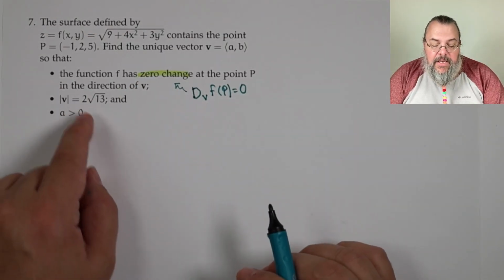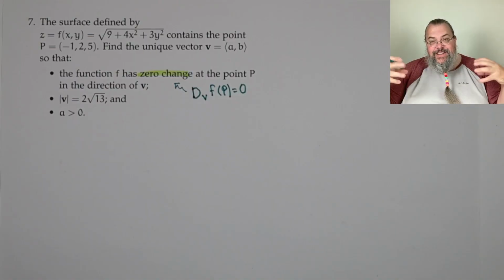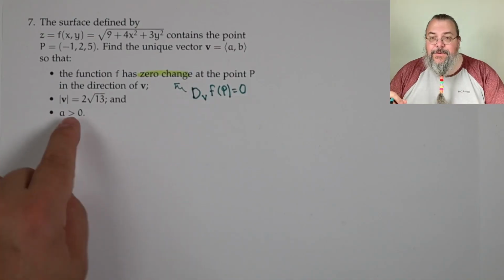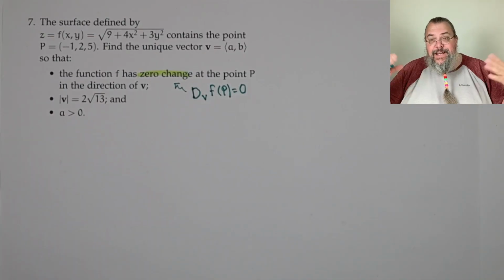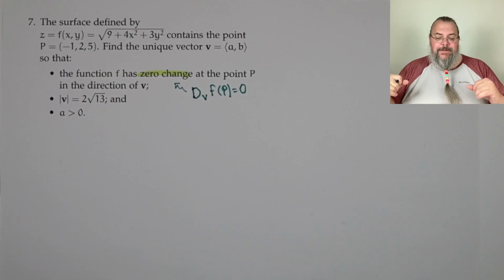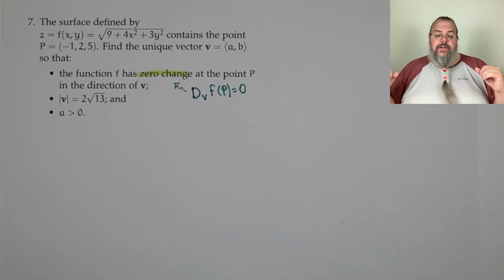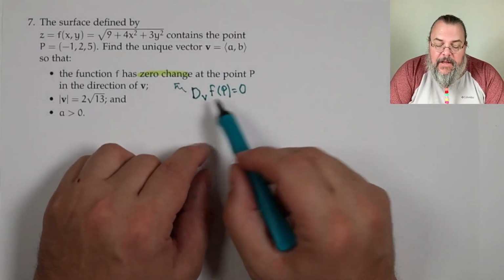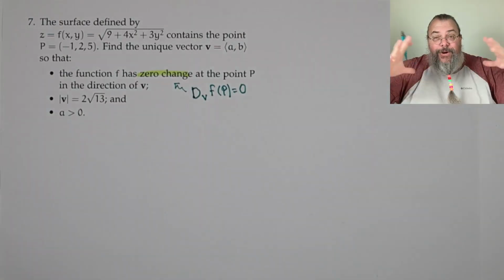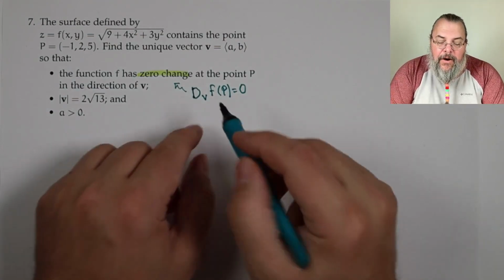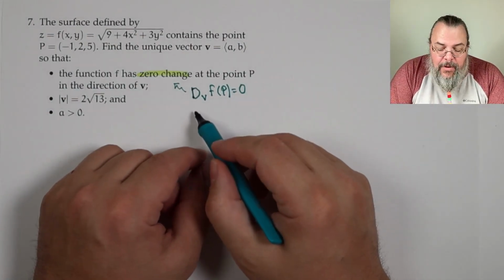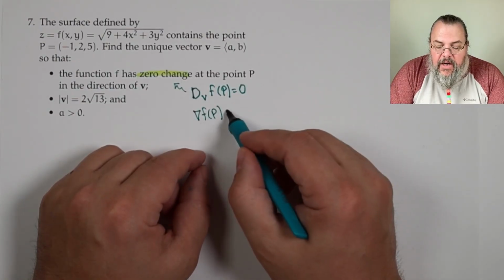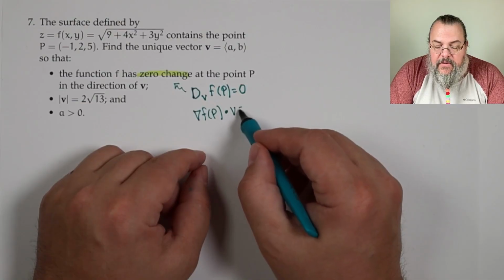All right, so that's that first bullet point. And the magnitude being 2√13 just says at the end, make sure it has the right length. That's usually one of the last things we worry about. So we're going to save that one for the end. And similar, a greater than 0, we'll save that one for the end as well. Okay, so what do we have? Well, this is going to be the big clue. And indeed, if you get this, it opens the whole problem up. Now, how do we take directional derivatives? Well, that's taking the gradient of f at that point P dotted with our vector v so that we get 0.